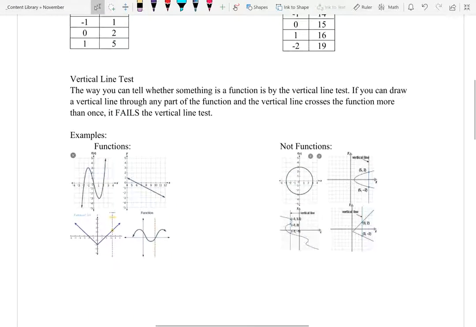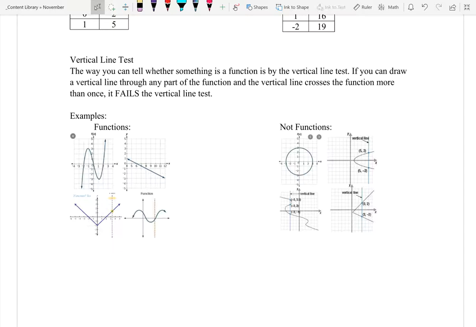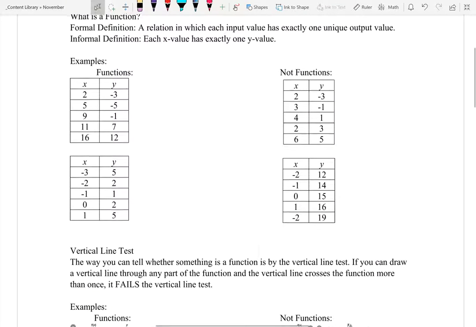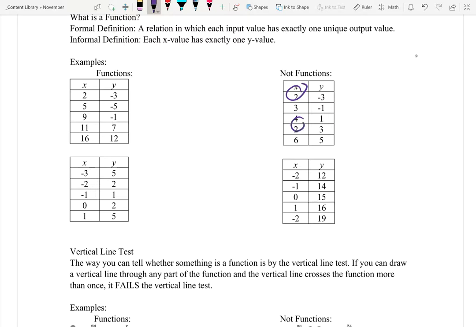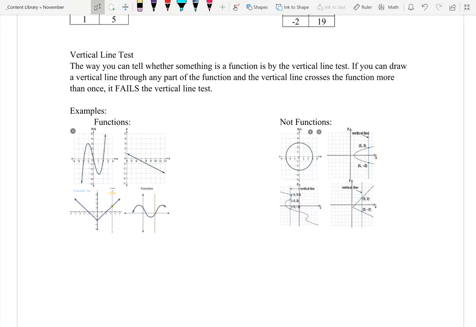All right. So how can we tell if a function is a function without looking at a table? It's very easy to tell by looking at a table because you're looking for the x values that have different y values. That's how you can tell by looking at a table. But how do you tell if it's a graph?